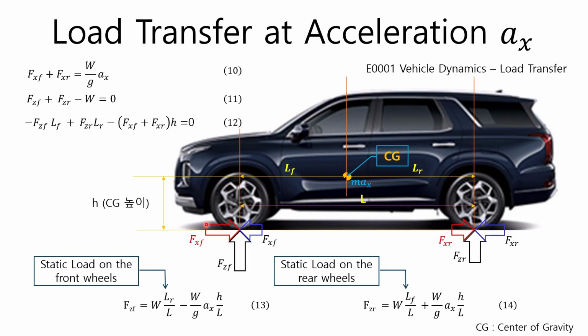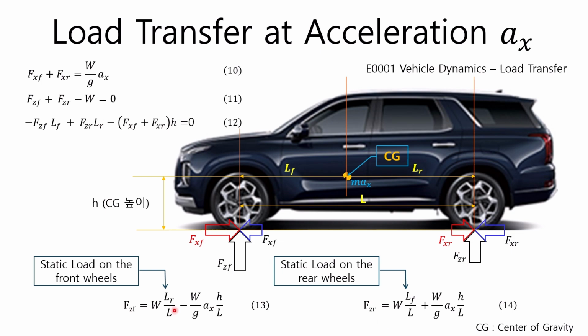From the equilibrium of forces acting horizontally on the vehicle, equation 10 can be derived, and from the equilibrium of forces acting vertically, equation 11 can be derived. Additionally, equation 12 can be obtained from the moment equilibrium of all forces generated during acceleration around the vehicle's center of gravity, CG. From these three equations, the vertical force, FZF, acting on the front wheels during acceleration can be calculated as equation 13, and the vertical force, FZR, acting on the rear wheels can be calculated as equation 14.